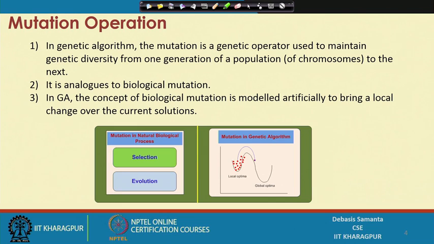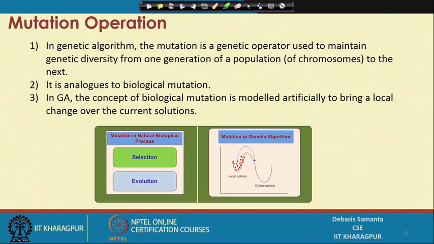As a result, whatever solutions are obtained lead to a final solution, because there will be no scope of further improvement. Now, in order to search in a different direction, what is required is that we have to change some chromosomes, some solutions, in an abrupt manner. This is called the mutation operation.